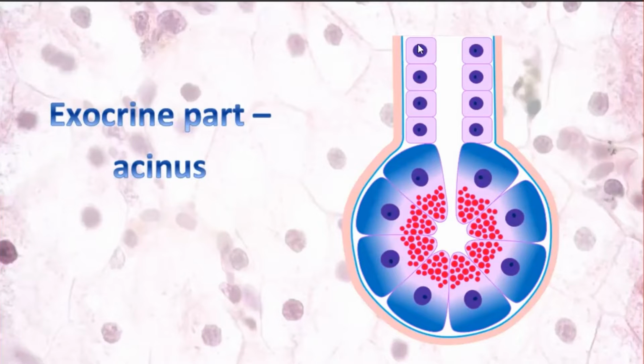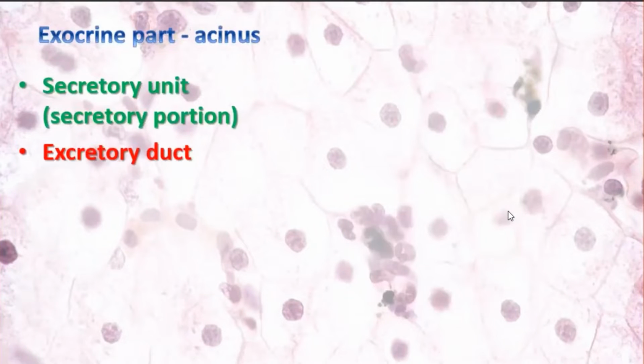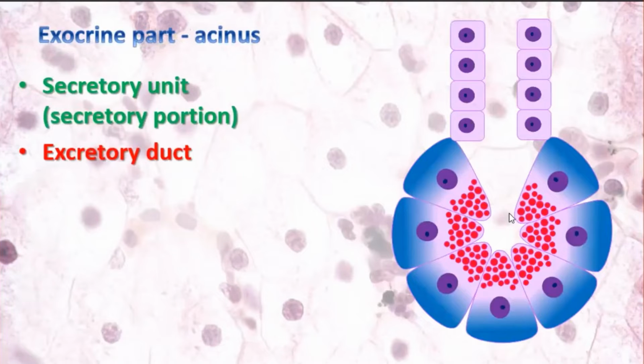So intercalated duct is formed by simple cuboid epithelium, and cells of pancreas, pancreatic acinar cells, which form acinar secretory unit or secretory portion. It's called acinus. So there is secretory unit and excretory duct. And this excretory duct, it's called intercalated, and sometimes it's intercalated inside the secretory unit. It's a specific feature of pancreas. This duct enters in the secretory unit.